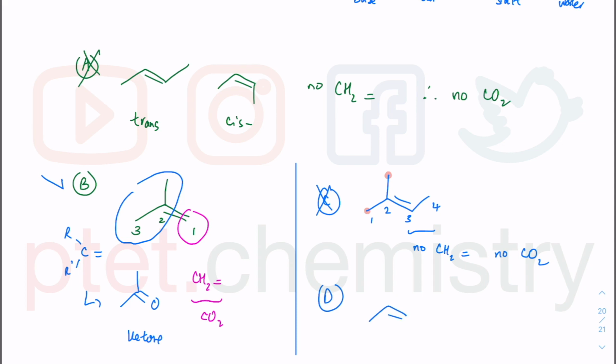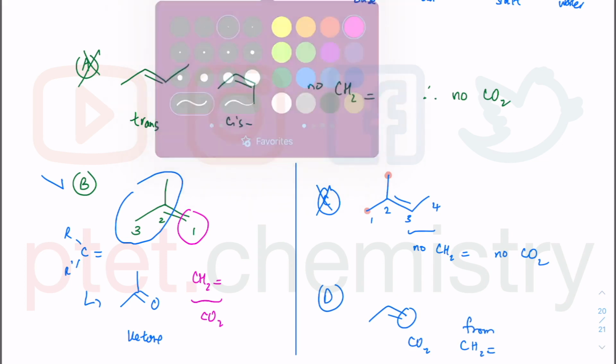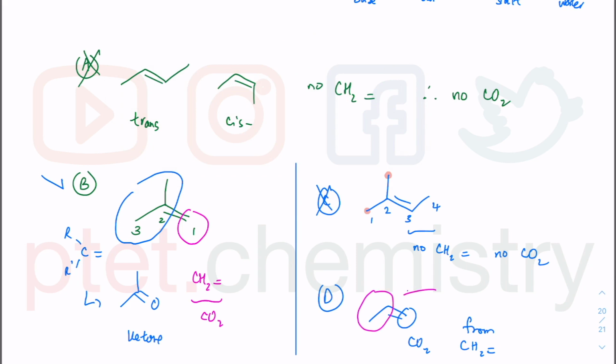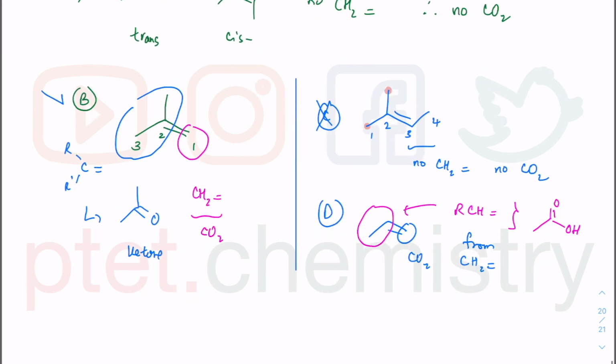And propene, well, this side will give you CO2 because you have a CH2 double bond. However, on this side you have an RCH double bond that will give you a carboxylic acid, and that will not react with DNPH because carboxylic acids don't give you an orange precipitate with 2,4-DNPH. So again, D is wrong, which means B is the only acceptable correct answer.